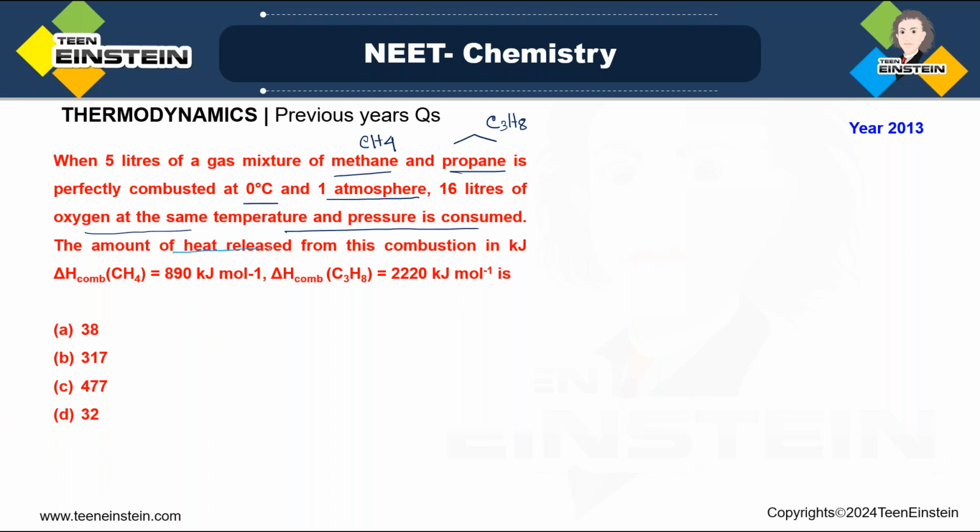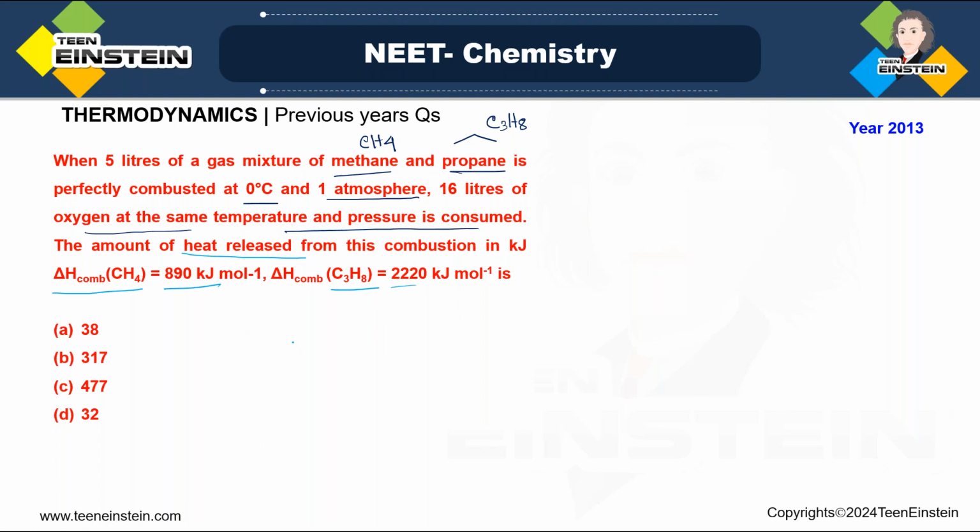You have to find the amount of heat released. Given, for methane the del H comb, that is enthalpy of combustion, is 890 kilojoule per mole, and for propane it is 2220 kilojoule per mole. But if you are thinking why there is no negative sign, because it is exothermic, the negative sign is not there because it is already mentioned that it is the amount of heat released from this combustion. So directly the numerical value is given, but actually it is negative.